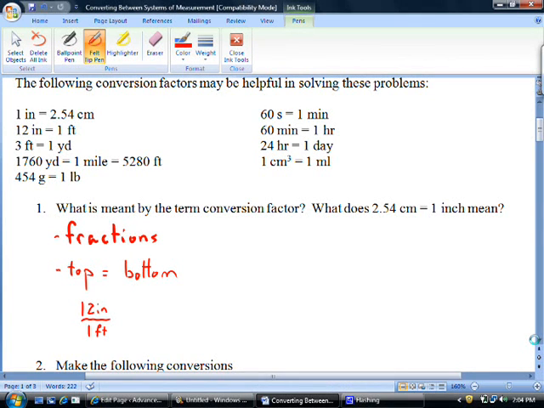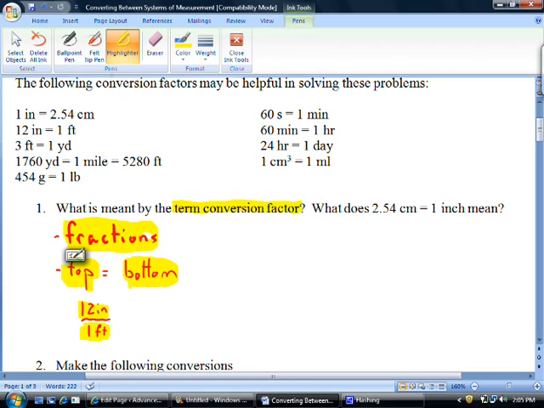What is meant by the term conversion factor? Well, when we see this term conversion factor, I hope you think of some kind of fraction, where the numerator is equal to the denominator. The thing that's on the top of our conversion factor is the same measurement as the thing on the bottom. So I think you'll agree with me that 12 inches is the same as 1 foot.